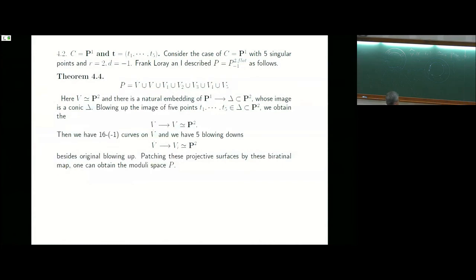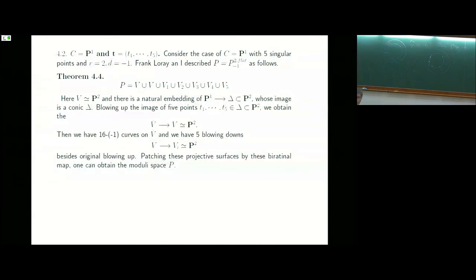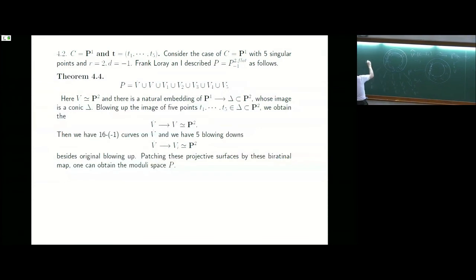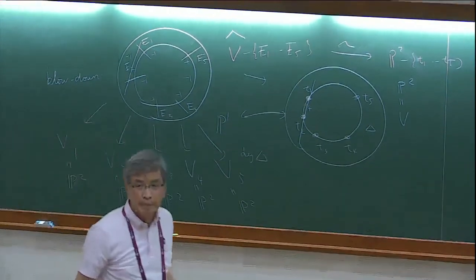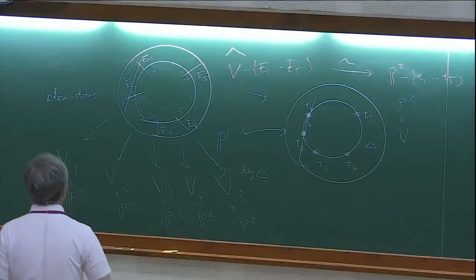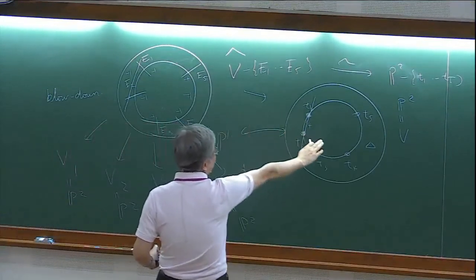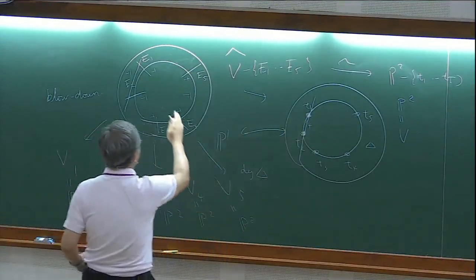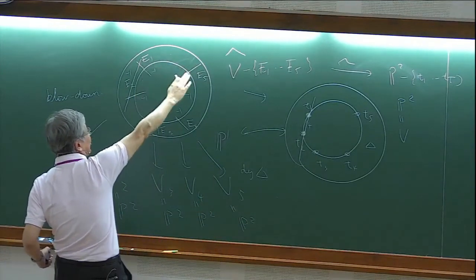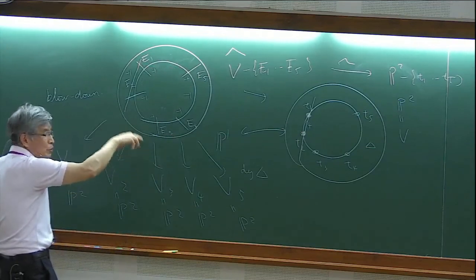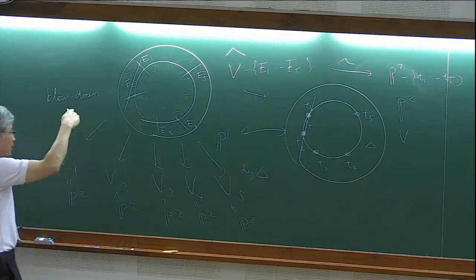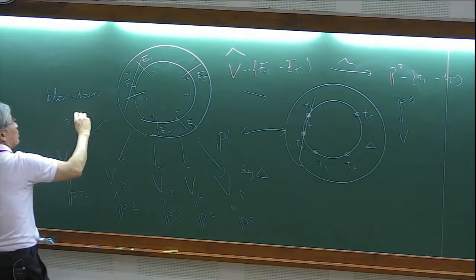Okay, like this case. Yeah, this is blow down. This is blow down. Yes, and so this is the original blowing down, you see. But there is another set, there are a lot of minus one curves. So you have totally 6 ways to contract the 5 minus one curves.